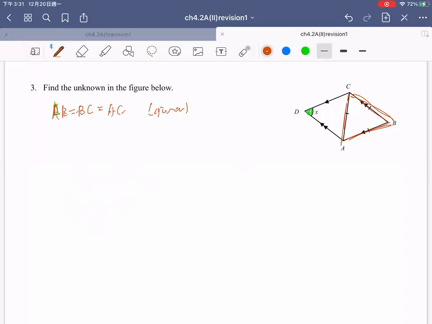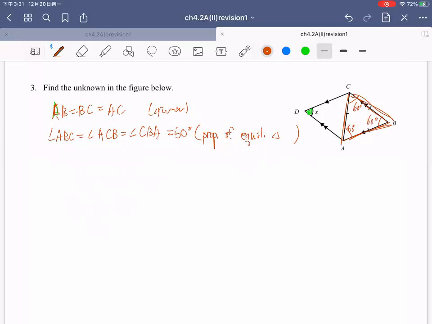And all these three angles are 60 degrees. Angle ABC is angle ACB, angle CBA, 60. Reason: property of equilateral triangle, 60.